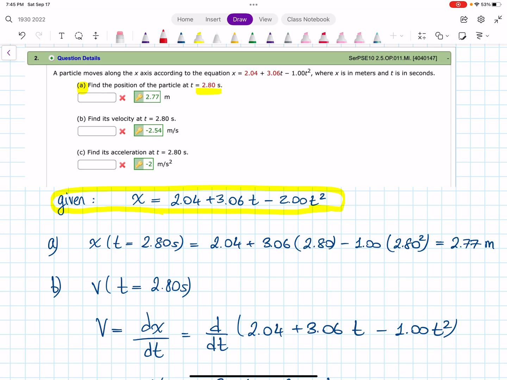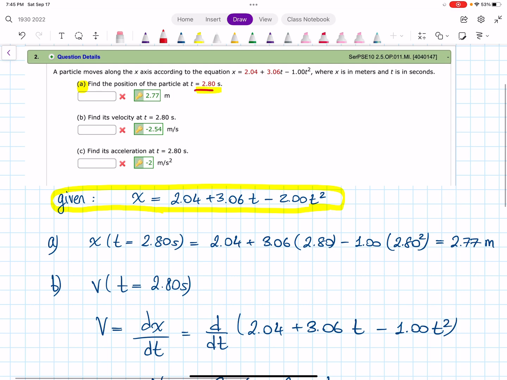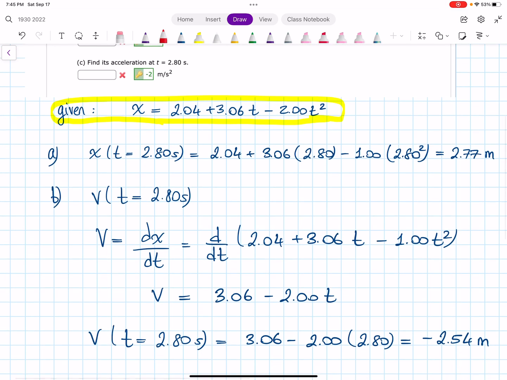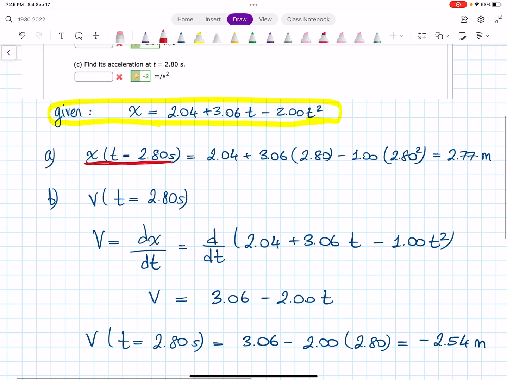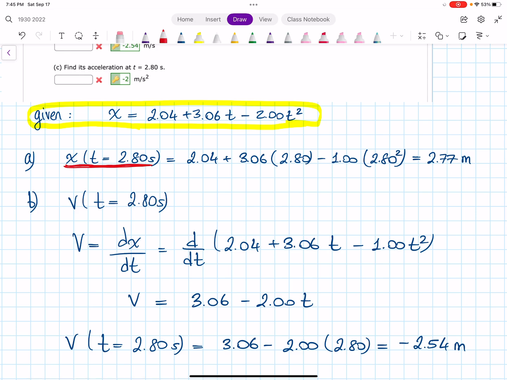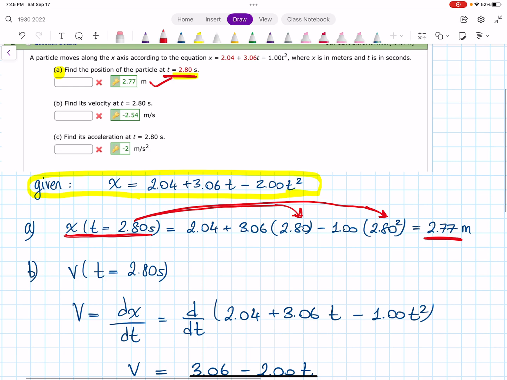Good. Part A is asking you again, find the position at t equals 2.80 seconds. So, x of t equals 2.80 seconds, that's what you're looking for. Write down the equation. Every time you get to t, you plug in the time that is given to you, right? For your variable, you plug in the time, t equals 2.80 seconds, and you will have 2.77 meters, check.